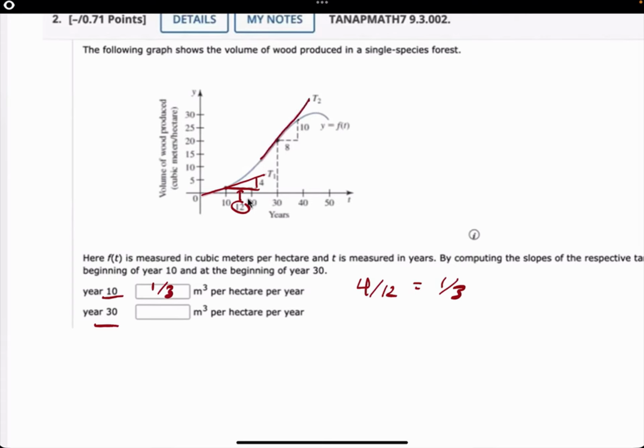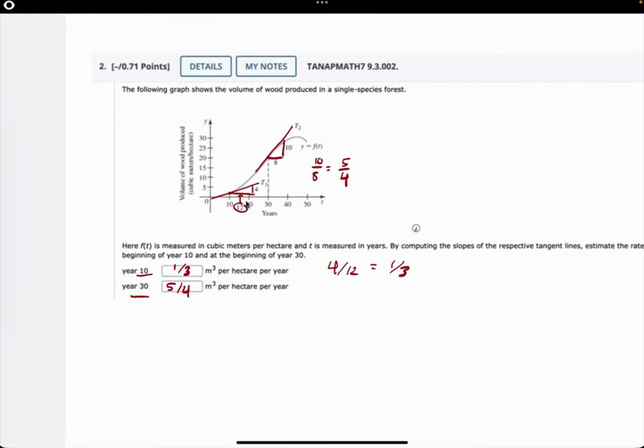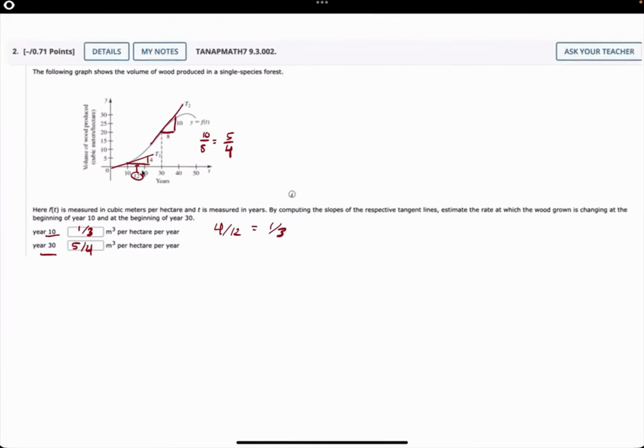Second line we have here, rise of 10, run of 8. 10 over 8 can be reduced to 5 over 4. And that's our answer there. So just slope of those two tangent lines.